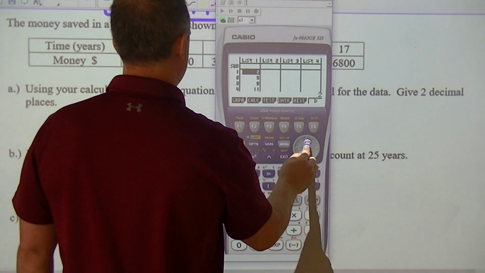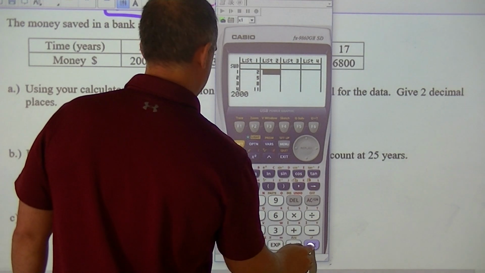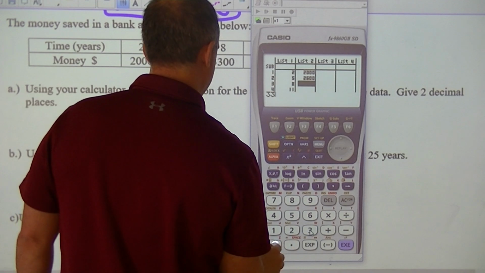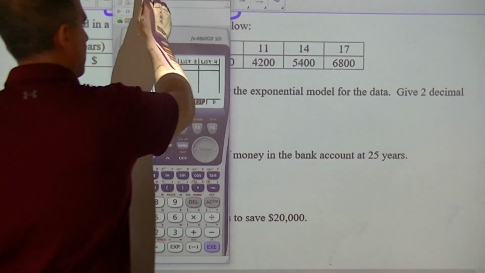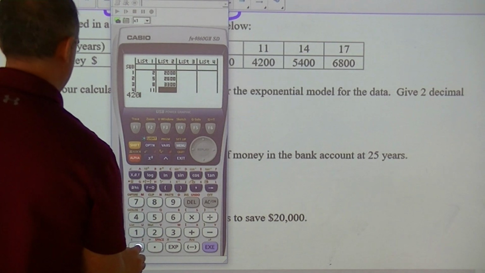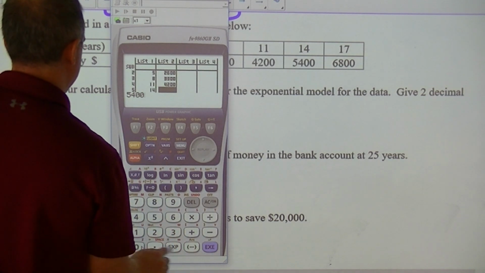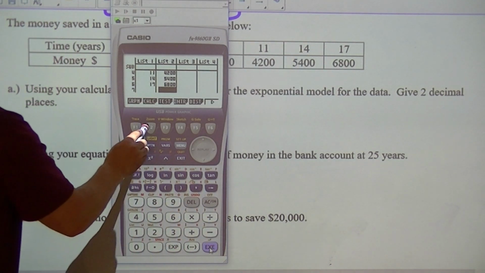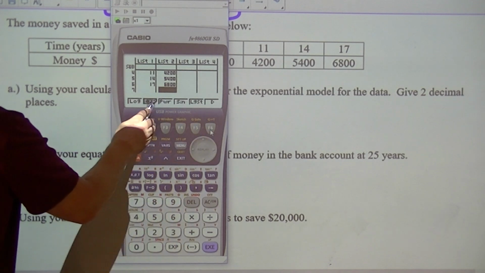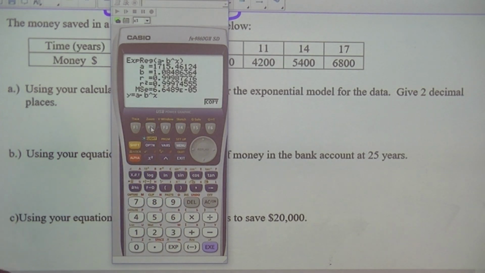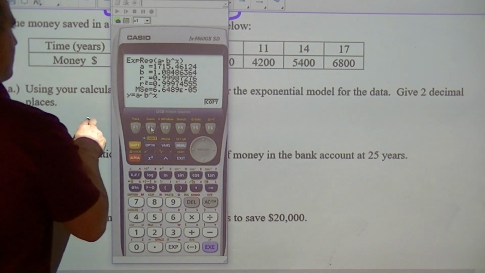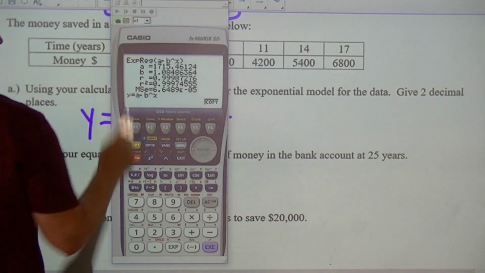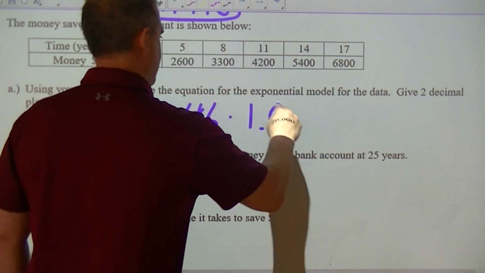Okay, 2,000, 2,600, 3,300, 4,200, 5,400, 6,800. Okay, so calc, reg, scroll, exp, abx. So I got y equals 1715.46 times 1.08 to the x power.